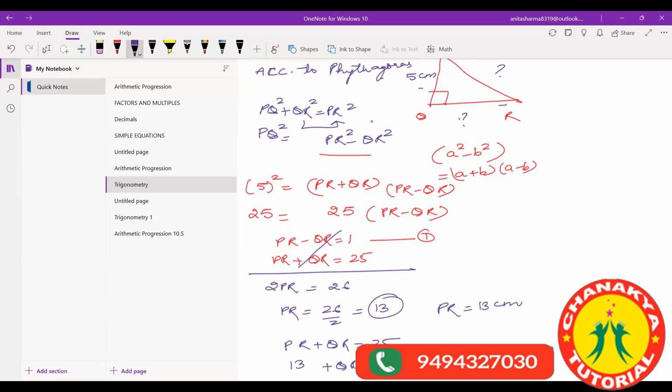Understood? Now, this is your 13 centimeters and this is 12 centimeters. Understood, children?